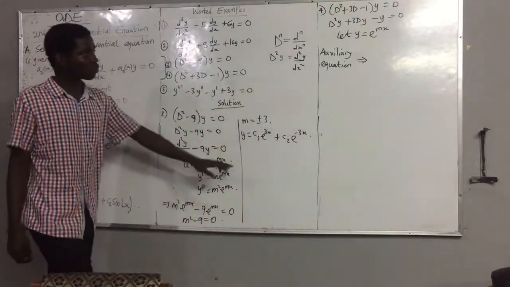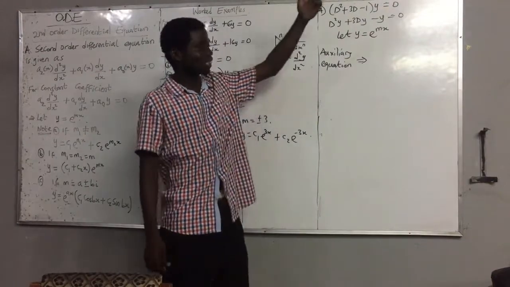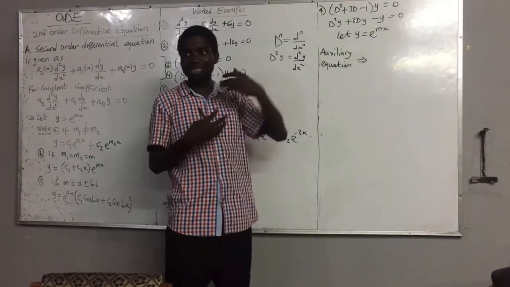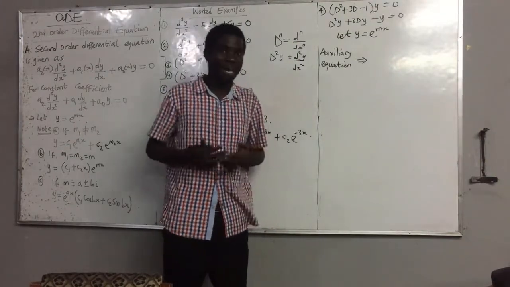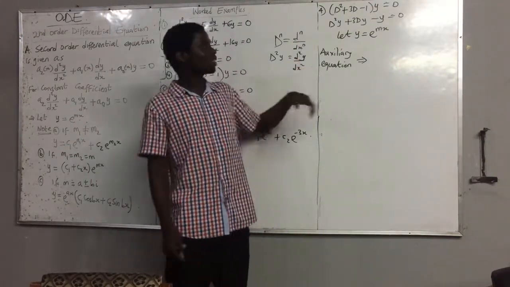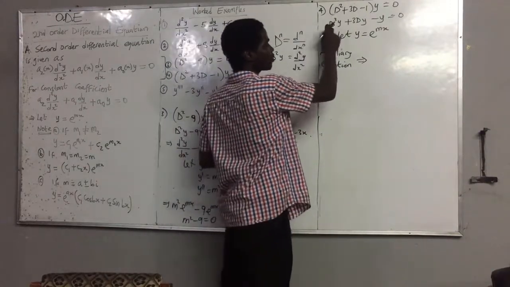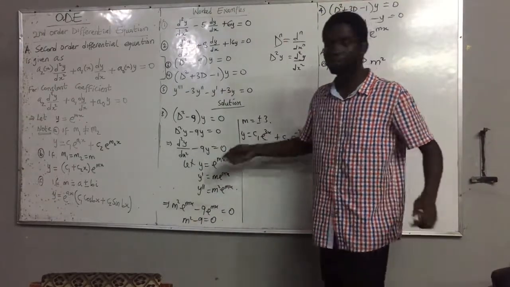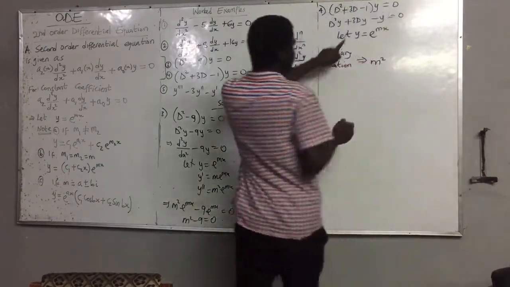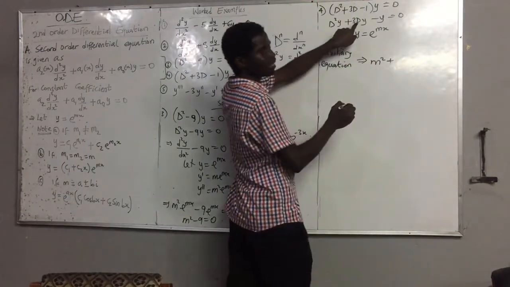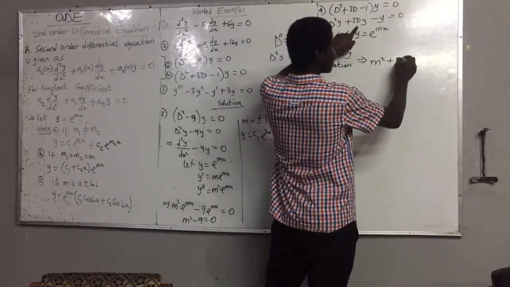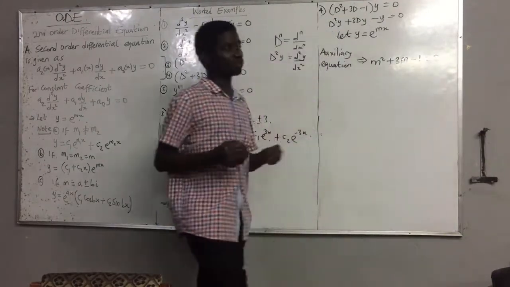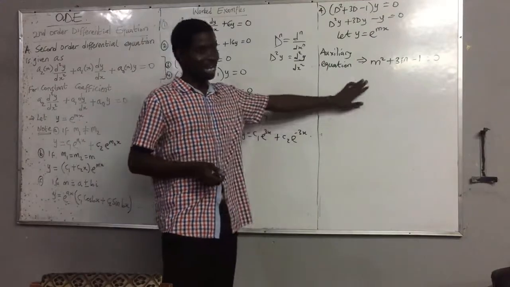You will differentiate y the first time, differentiate y the second time, and put it there. Even without me differentiating and dividing through by e raised to power mx, that is what you should do. What will be the auxiliary equation? This is D squared, this one will be m squared. All the D squared we have been doing, at the end of the day, become m squared. So this plus 3m minus 1 equals 0. That is what your auxiliary equation will be.